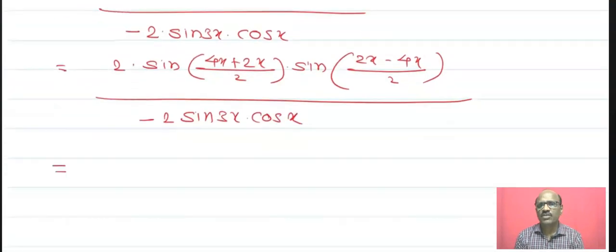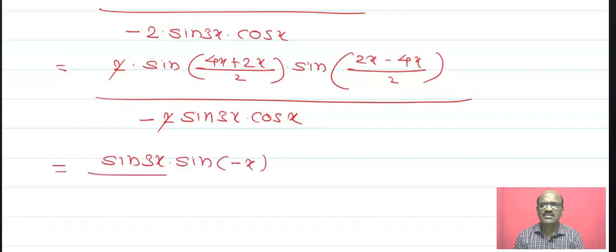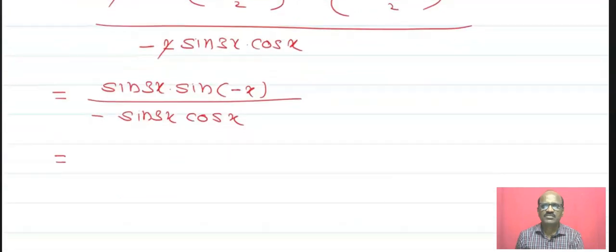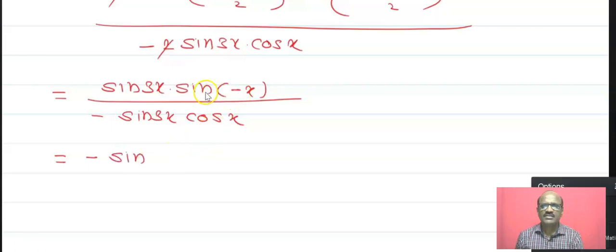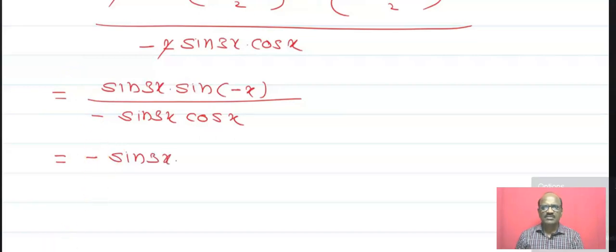In the numerator, 4x plus 2x means what? 6x, 6x upon 2. Then we will get sin of 3x minus sin of x upon minus sin of 3x into cos of x. Here again we are getting sin of minus x, which means minus sin x, and this minus minus will become plus again in the next step. Now see this.